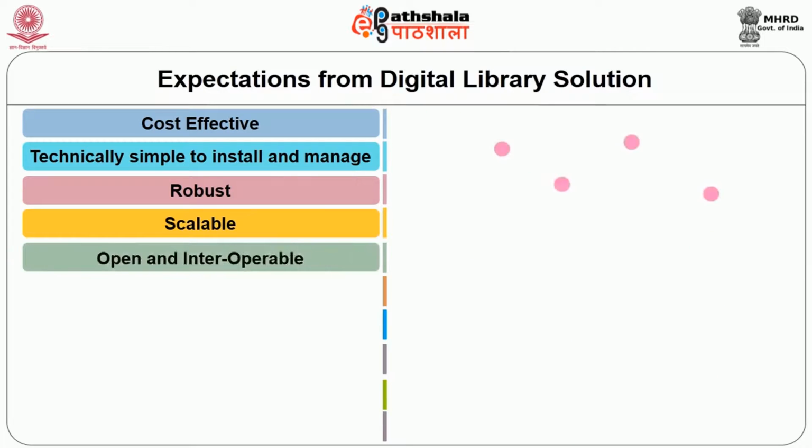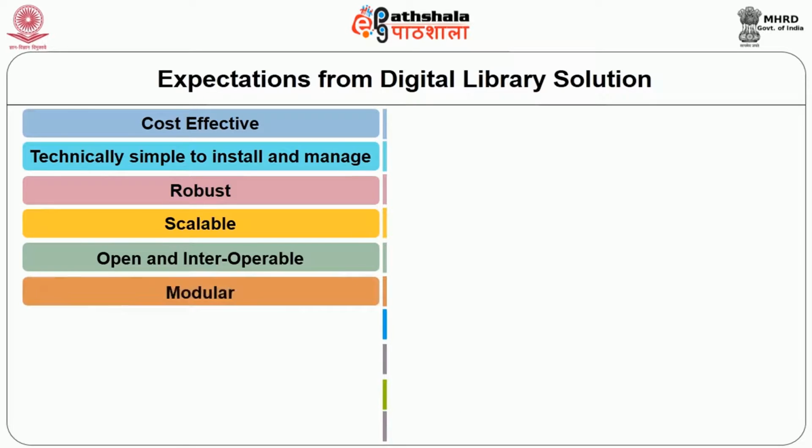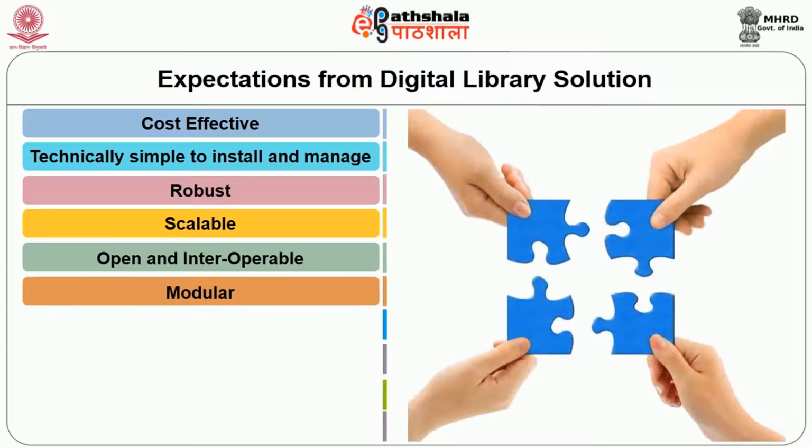This should be interoperable. When you create a repository for an institute, we call it an IR, institution repository. So when an IR is created, one IR should be able to share data with another IR. That is what is called interoperability. And we expect this from the best digital library solution. And it should be modular. If you want to add something, that should be possible, or if you want to remove something, that should be possible.